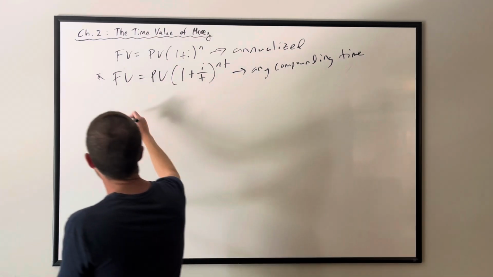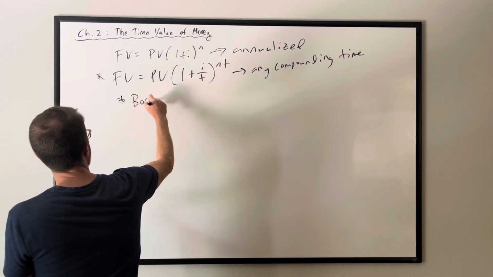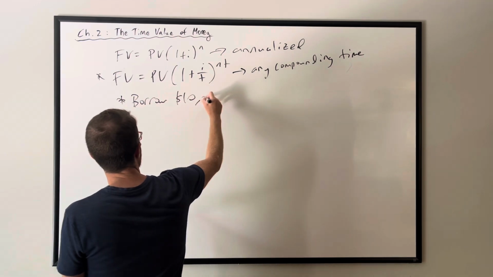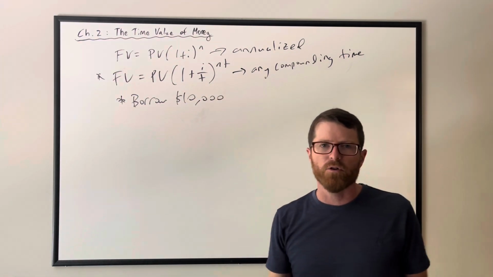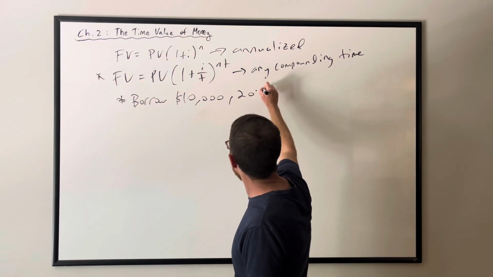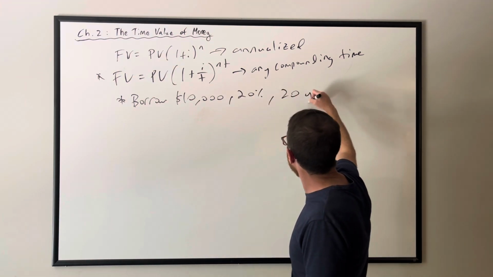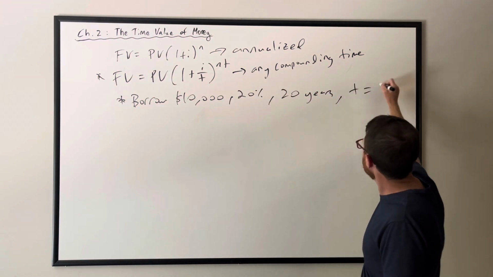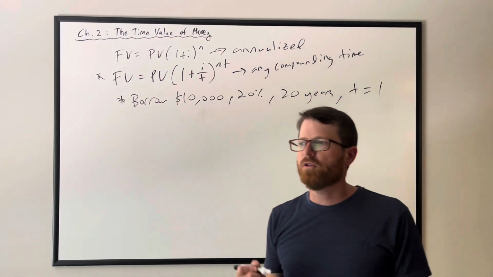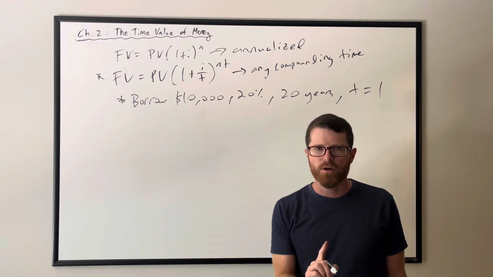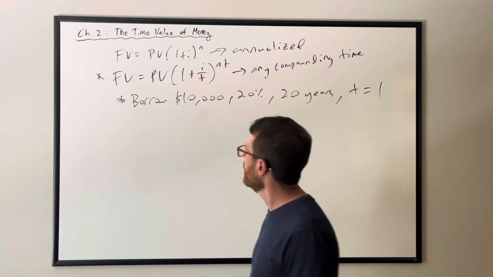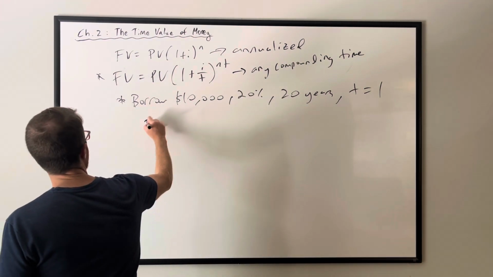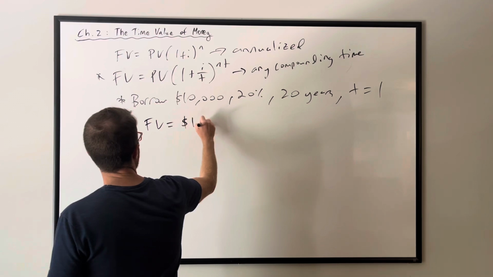So for example, let's say that you borrow $10,000. It's kind of a silly example, but let's say you borrow $10,000 for 20 years. 20% interest rate, 20 years, and T equals 1. That means interest compounds just once per year. We can see how much you would owe 20 years into the future. All we need to do is replace the variables in our formula.